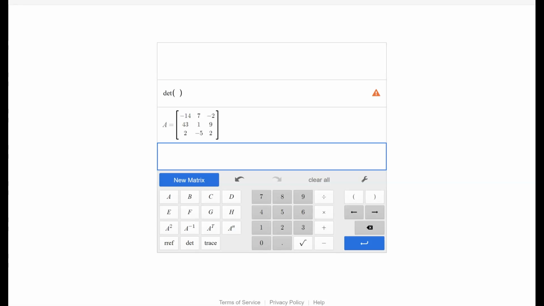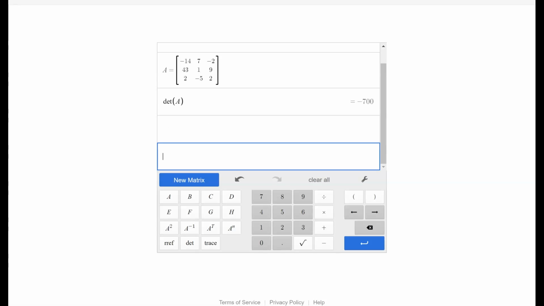So now that we've defined our matrix A, we're going to hit the determinant of A, which is going to be equal to negative 700, that we can see right there. So it's going to be negative 700. We can actually write everything out, so let me show you how to do that. We're just going to do the determinant of A.